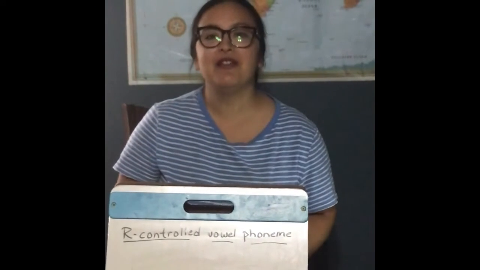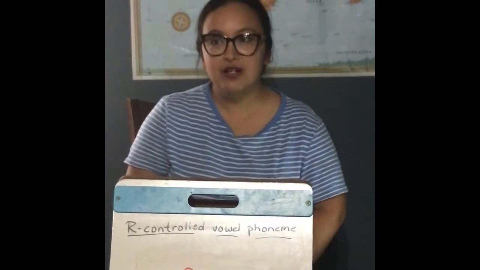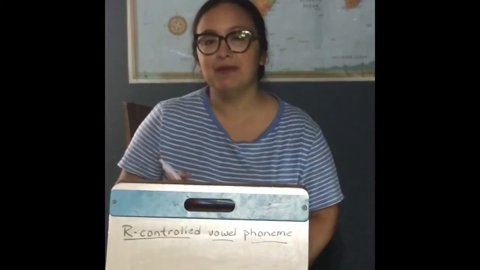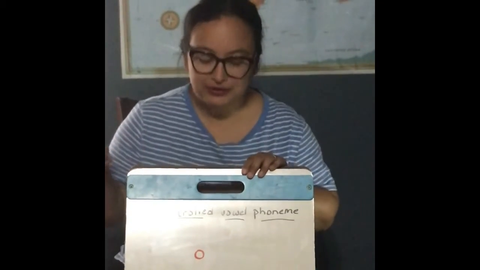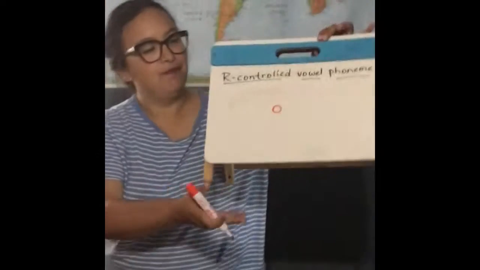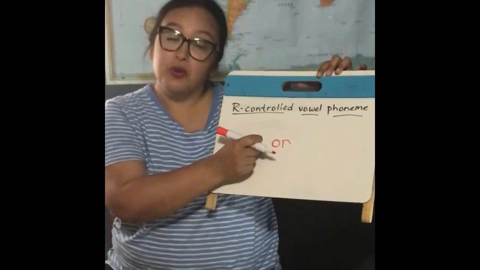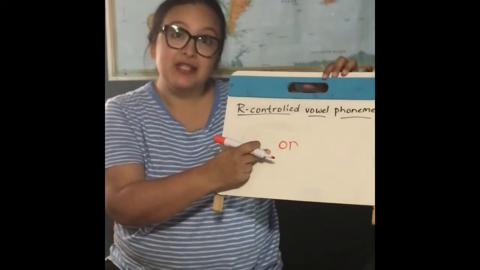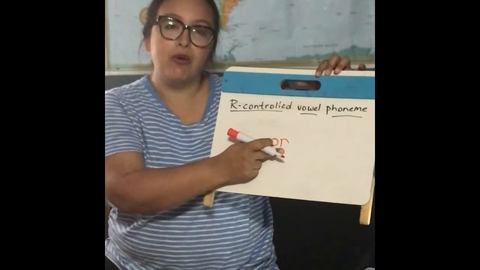Okay, my friends, so now that we've seen the Bossy R video, the song taught us that sometimes you have a vowel like O, and when you add an R after it, the R controls the sound that the O makes. So instead of O, it becomes or.